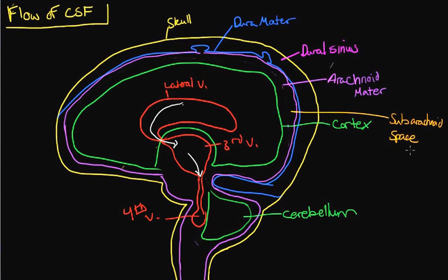Hi guys, today we're going to be talking about the flow of cerebral spinal fluid and where it's created, where it's going in your brain. I've already drawn out this diagram we're going to use here, and I'm just going to use these white arrows for the flow of cerebral spinal fluid.